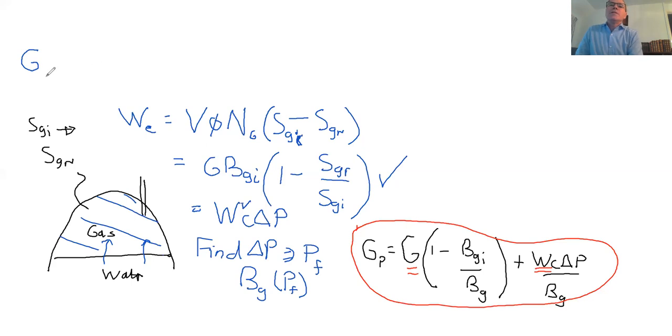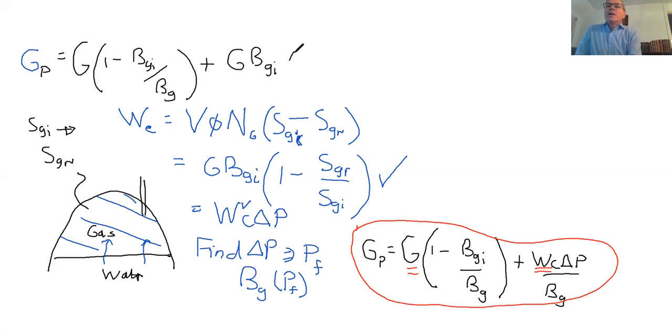That's GP is equal to G times (1 minus BGI over BG), plus my water influx, I've got this, G BGI (1 minus SGR), and that's divided by BG.